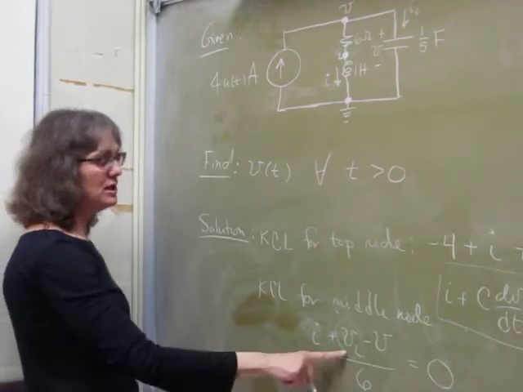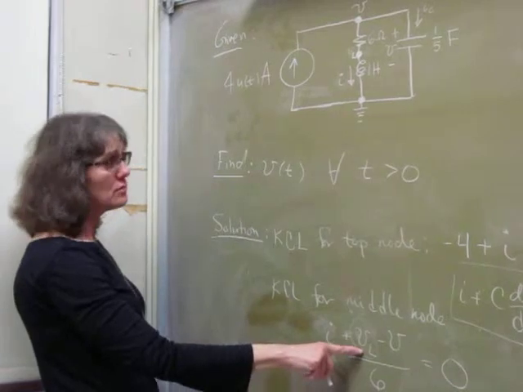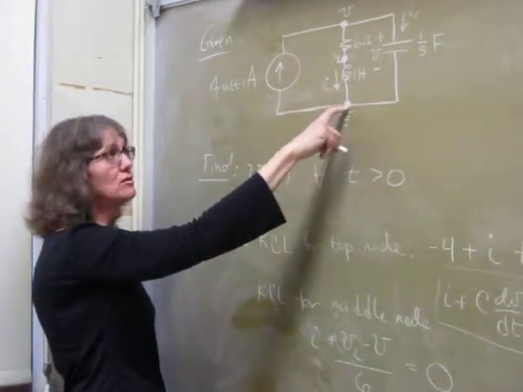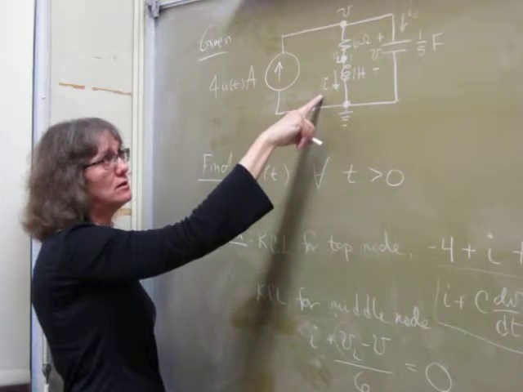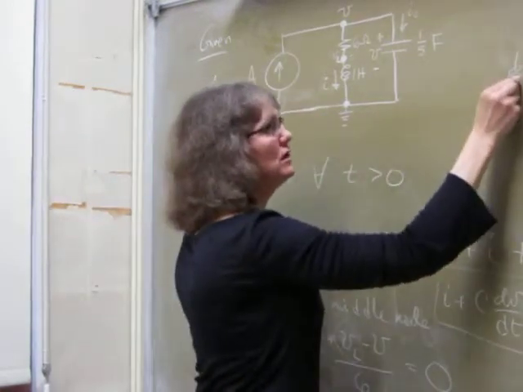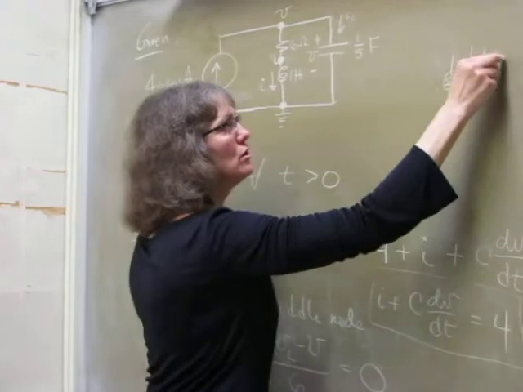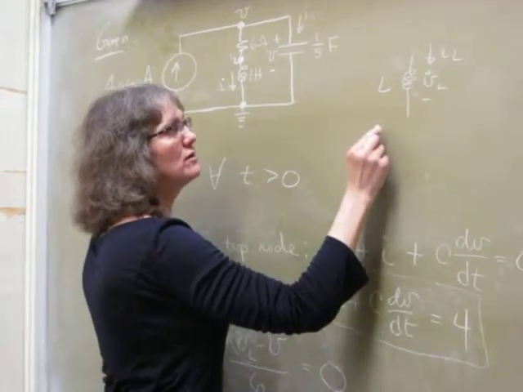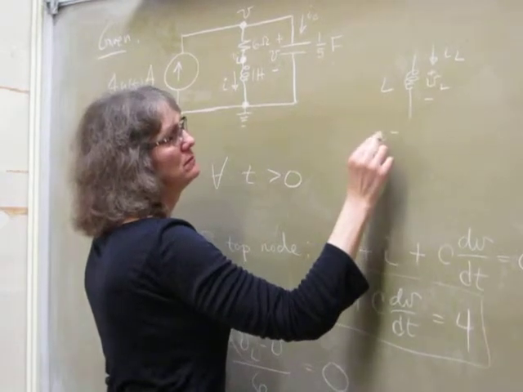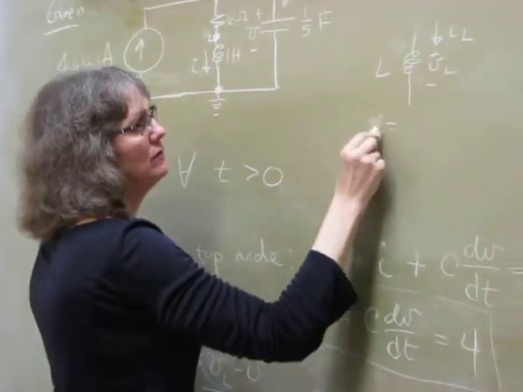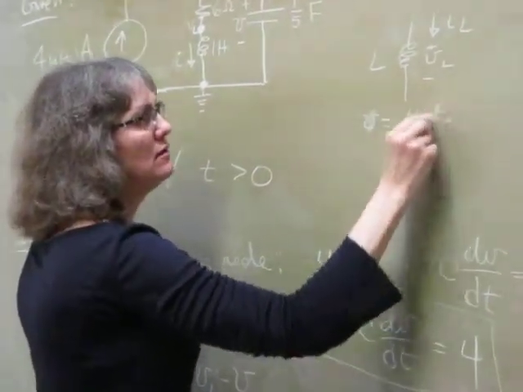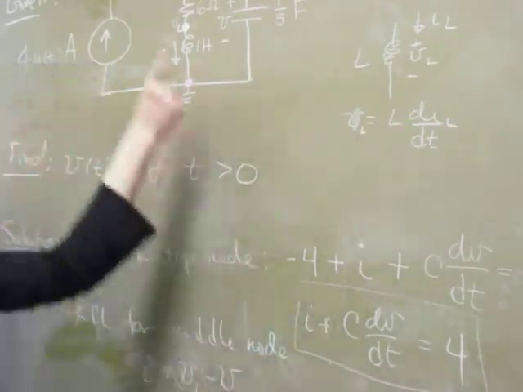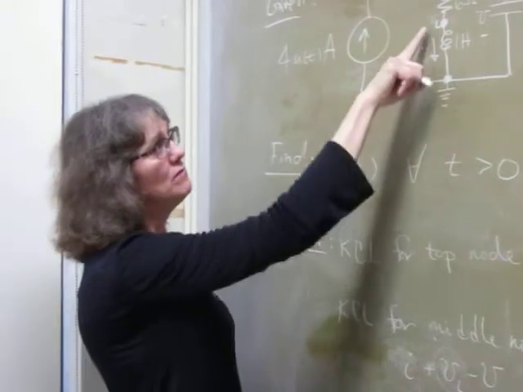And I can do that pretty easily because I know the relationship of the voltage across an inductor to the current. Remember what that looks like? The relationship between the current through an inductor and the voltage across it is what? V equals L di/dt. That's the relationship.